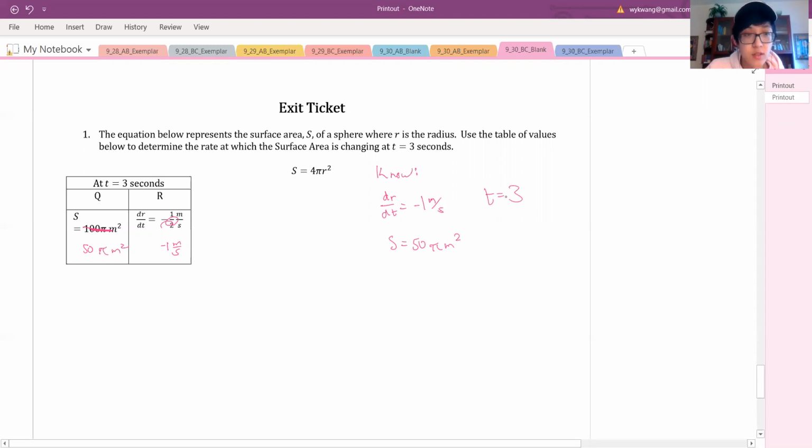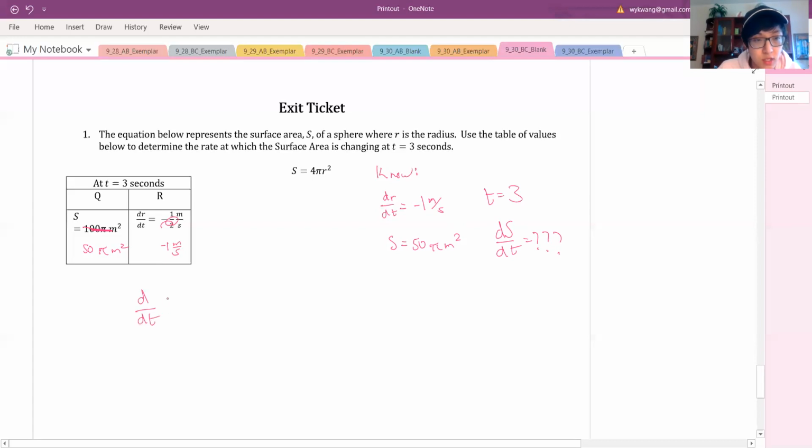And I think that's about it, right? So what do I still want to find is the next main question. Use the table of values below to determine the rate at which the surface area is changing. So I want to find the rate at which S is changing. So I want to find ds over dt. This is my big question mark that I want to find. Okay, so let's just try to find ds over dt now. They give us the equation we want to use, right? So let's differentiate with respect to time.